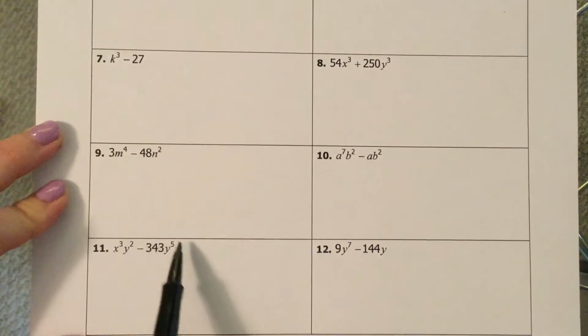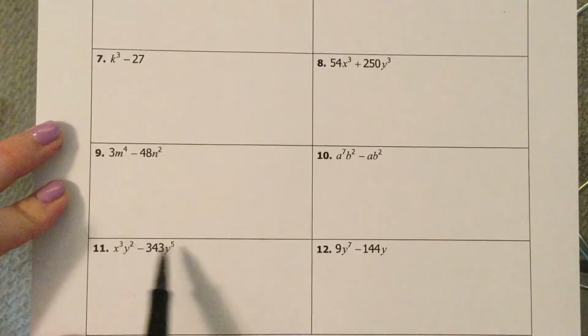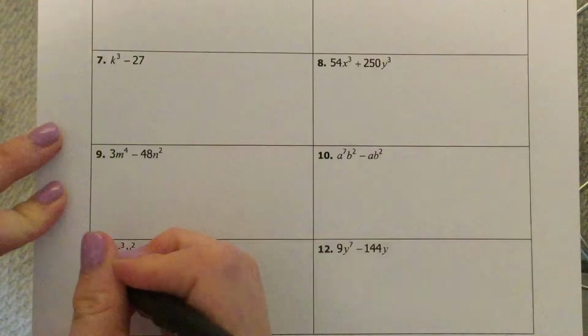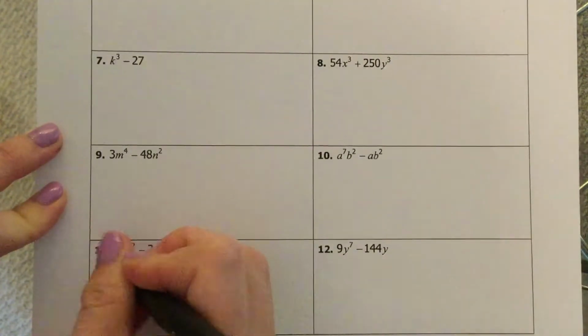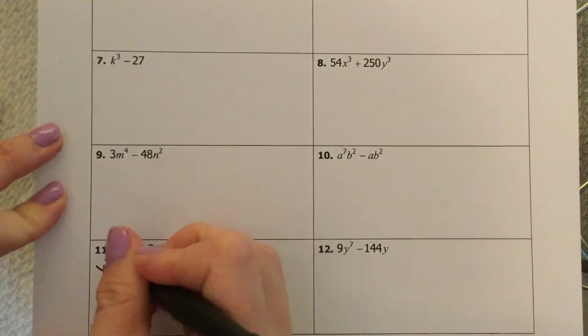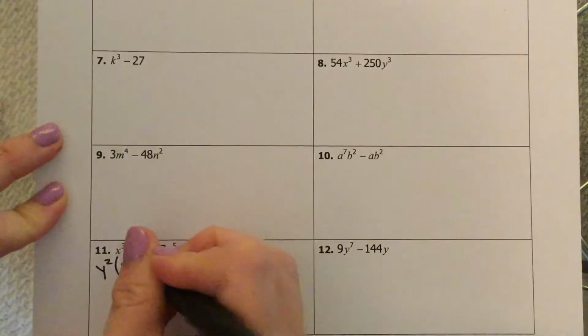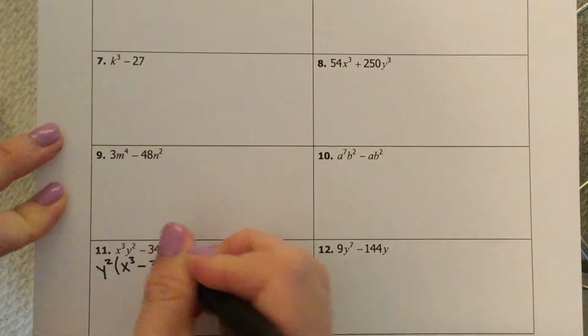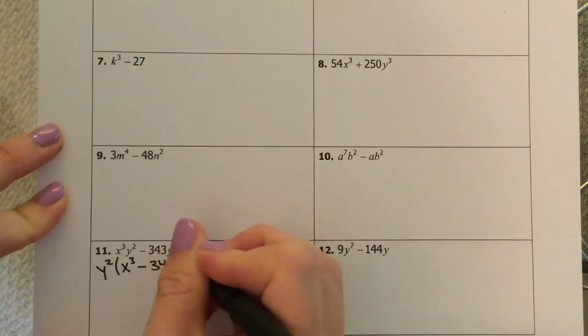Notice that this one has copies of y and so does this. There are at least 2 copies that we could factor out. So we're going to take y squared and then write the leftovers in parentheses. So this is an x cubed minus, and then this is 343 y cubed.